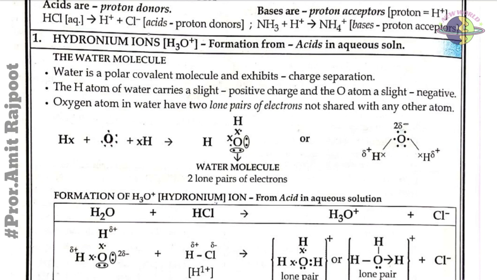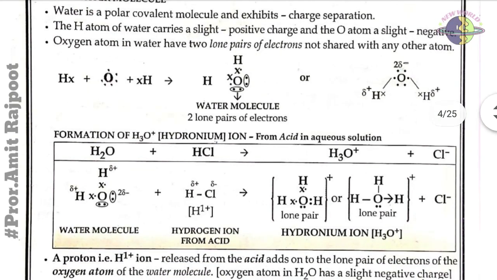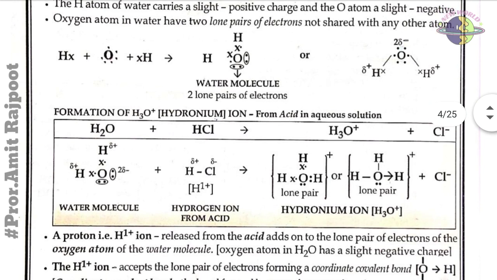Those two lone pairs of electrons are seen over there, and on the right side it forms H plus, and this type of bonding is seen over there. So formation of hydrogen ion from acid in aqueous solution: H2O plus HCl will give H3O plus Cl minus. So this example is seen over here. You can see water molecule plus hydrogen ion from acid will give out hydronium ion.